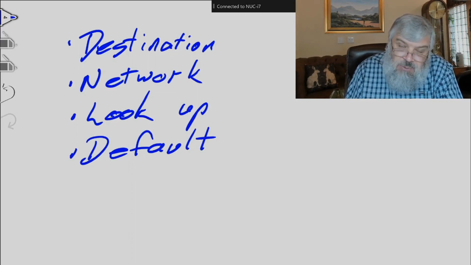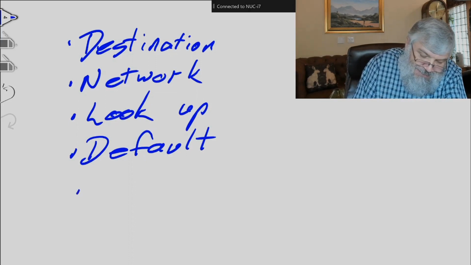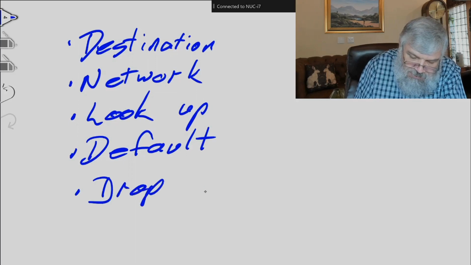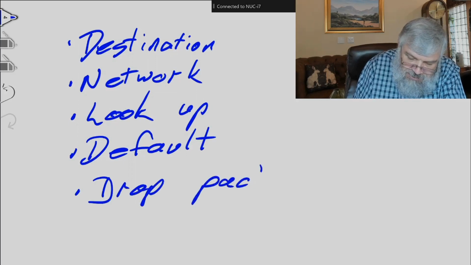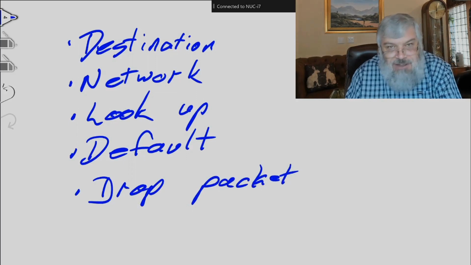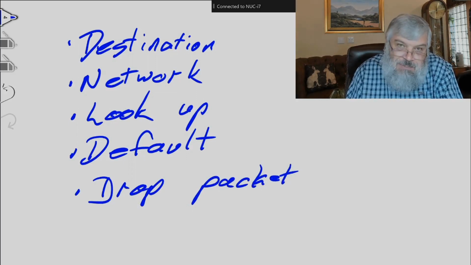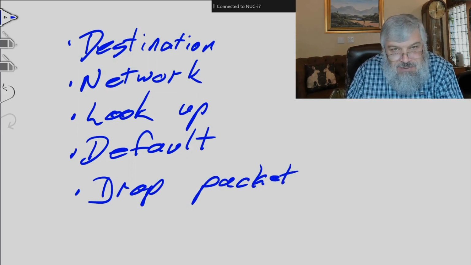If no default gateway is specified, then IP will say, well, I've tried my best. I've done everything that I could do. I don't know what to do next. I'm just going to drop the packet, discard it, throw it away, get rid of it. It's gone. IP never tried or never purported to be a reliable protocol. It will try its best, but if it can't do it, then it's not going to do anything about it. It will just drop the packet.